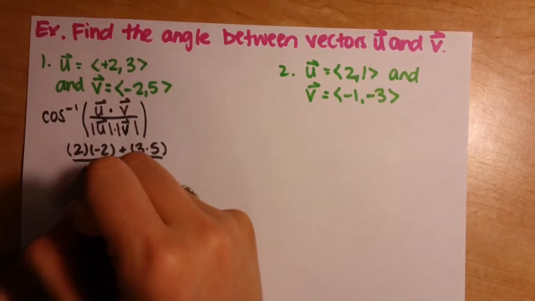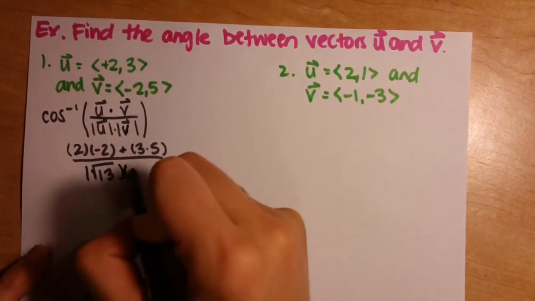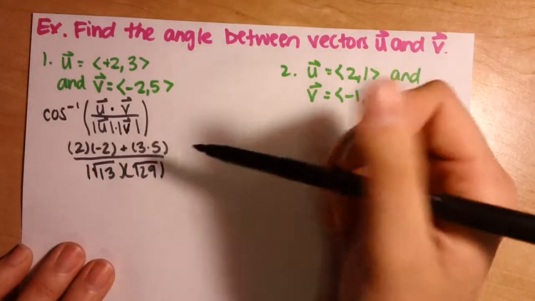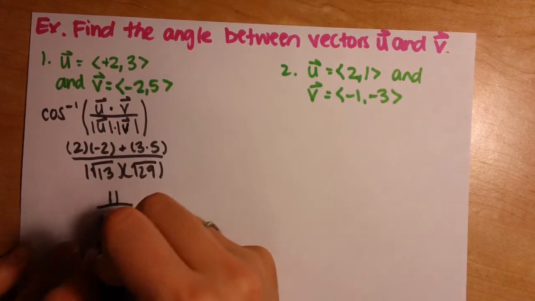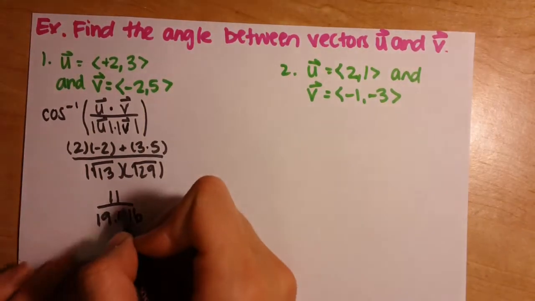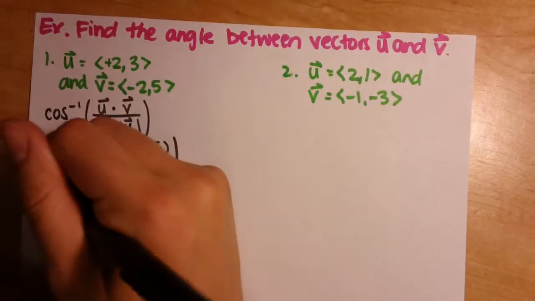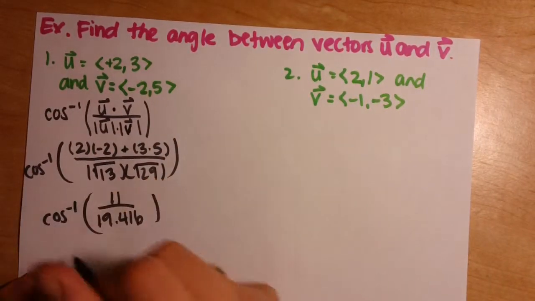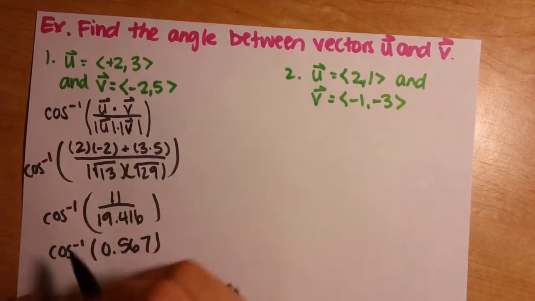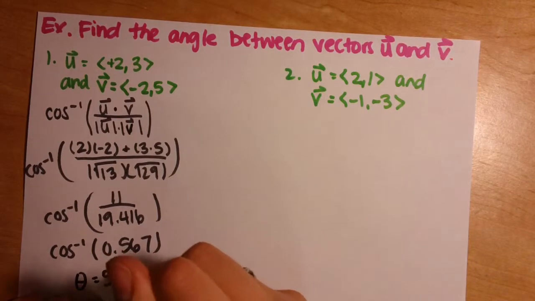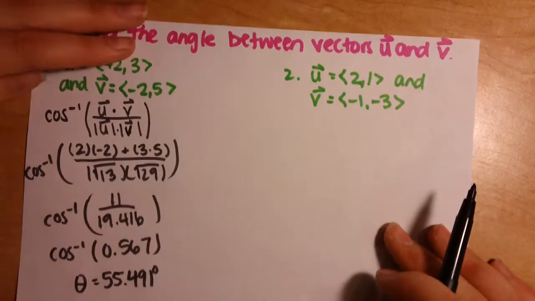And it's going to be all over the magnitudes. The magnitude of u is the square root of 2 squared plus 3 squared, so the square root of 13. The magnitude of v is the square root of 29. You can practice finding the magnitudes of each of those. That gives us 11 over 19.416. So I have the cosine inverse of 0.567. Remember to use stored values for this. And so theta equals 55.491 degrees.